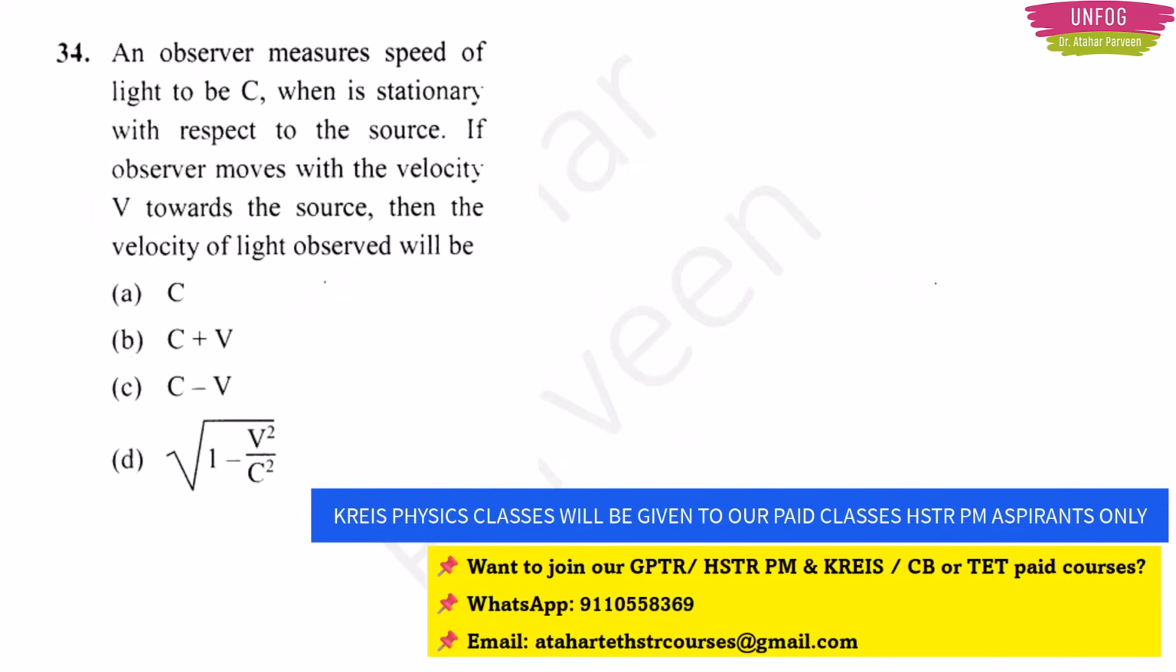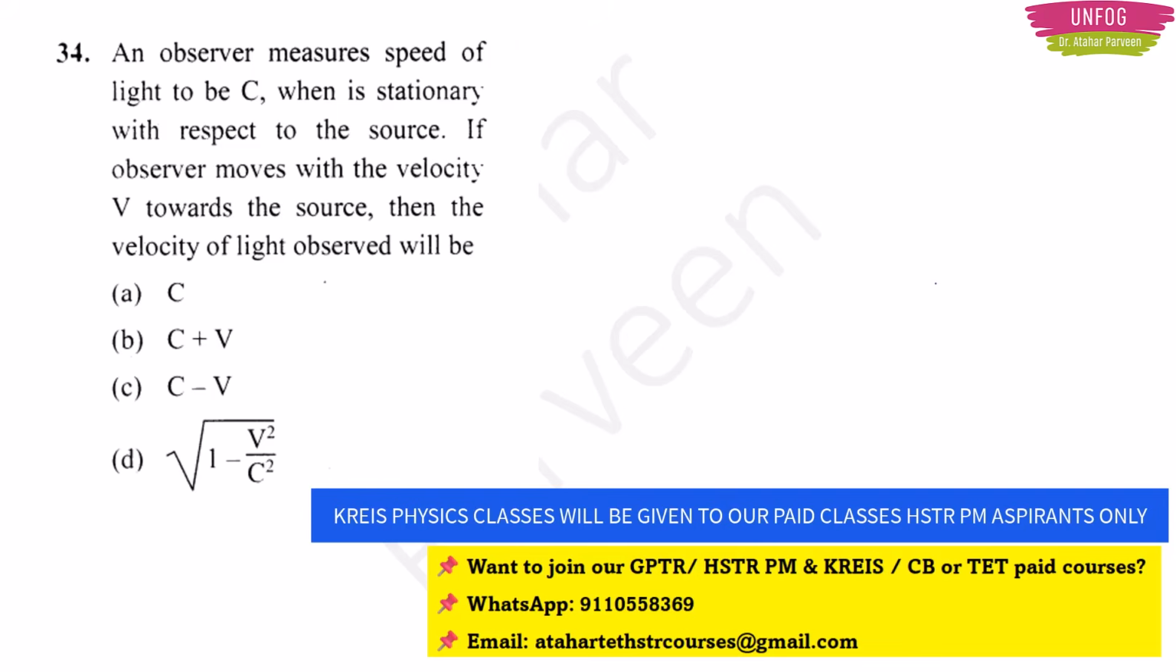Next question. An observer measures the speed of light to be c when stationary with respect to the source. If the observer moves with velocity v towards the source, then the velocity of light observed will be. Options are c, c plus v, c minus v, and square root of 1 minus v square by c square.